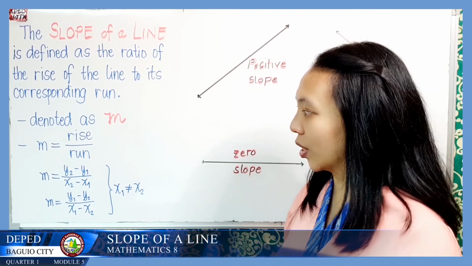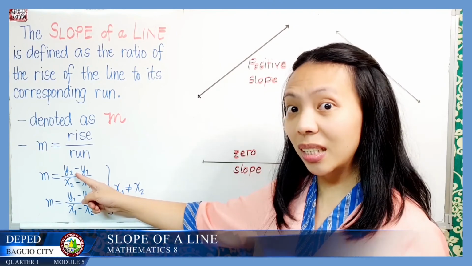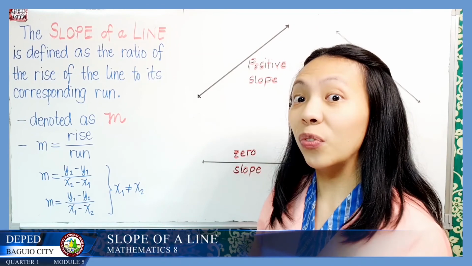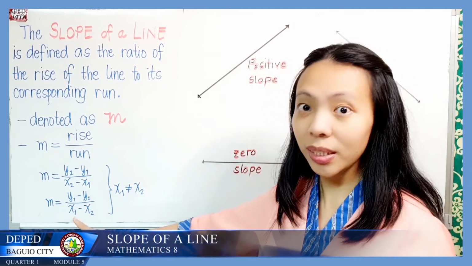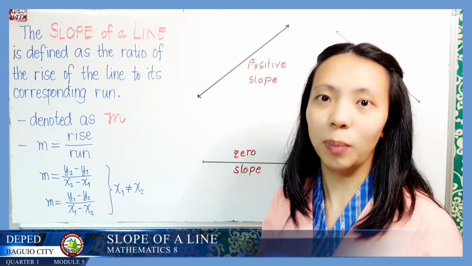If in the numerator we started with sub 2, therefore in the denominator we should also start with sub 2. If in the denominator we have sub 1 first, therefore in the numerator we should start with sub 1.